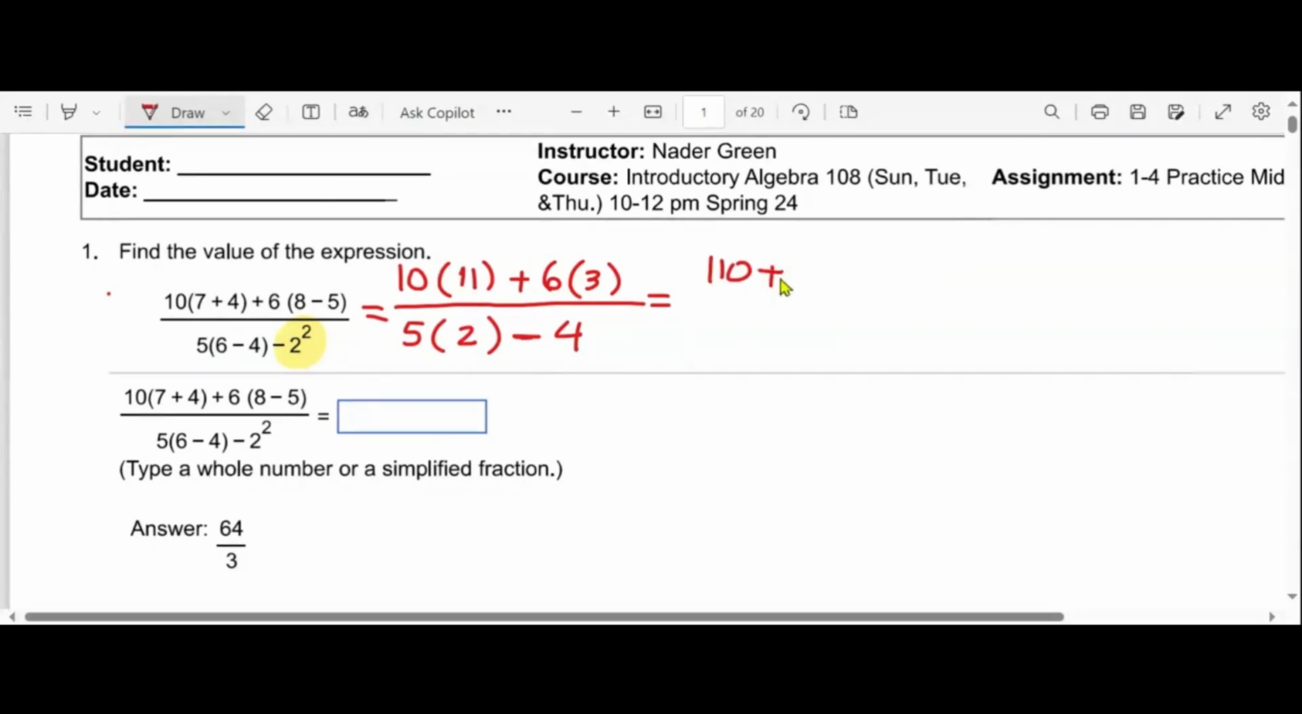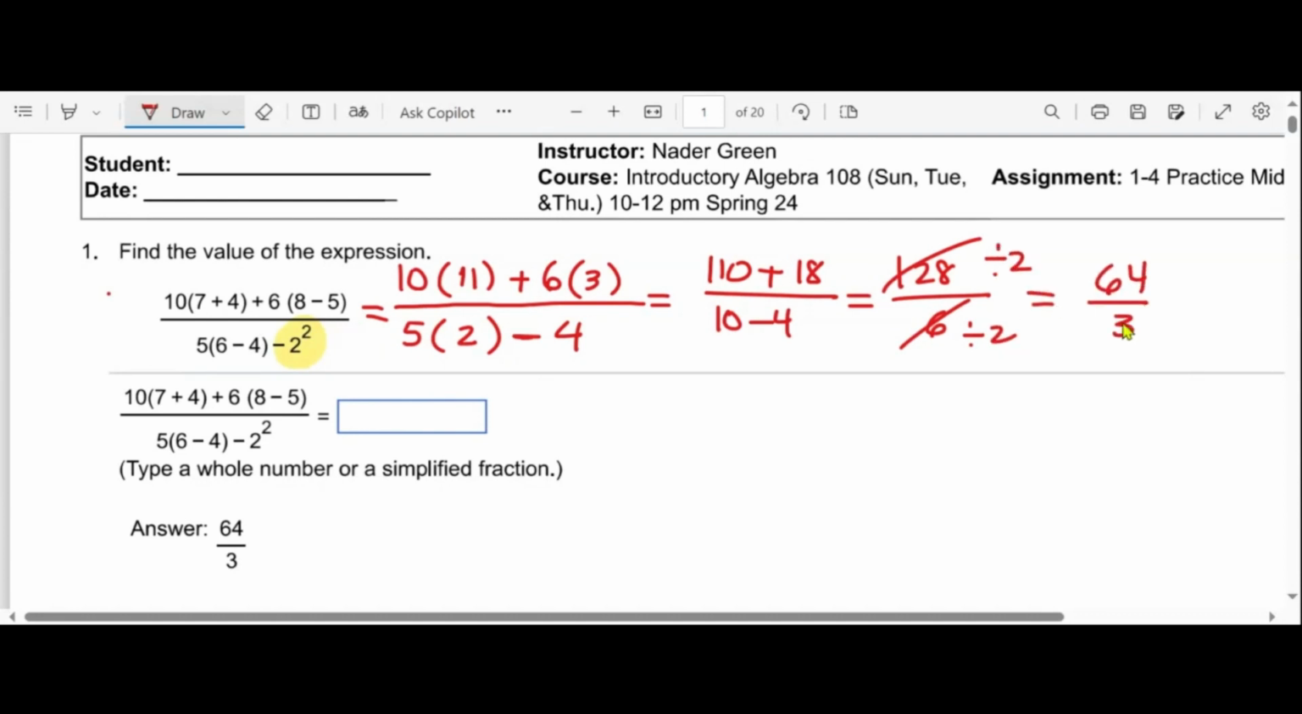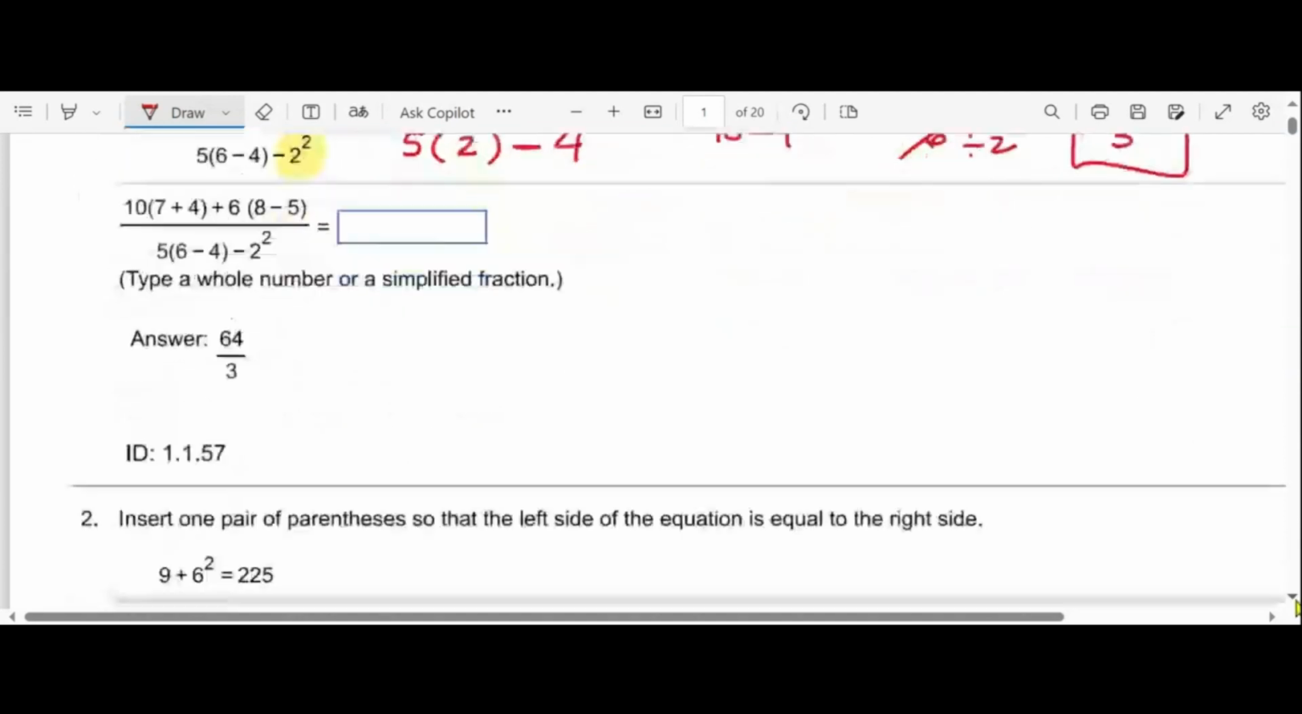1, 10 plus 18 over 10 minus 4 equal what? 6. 128. Then divide by 2. What are you going to get? 64. You get 64 over 3. That's your final answer. Easy as easy? If you understand, raise your hand. If you don't understand, raise your hand. Okay, so everybody understand. Next one.